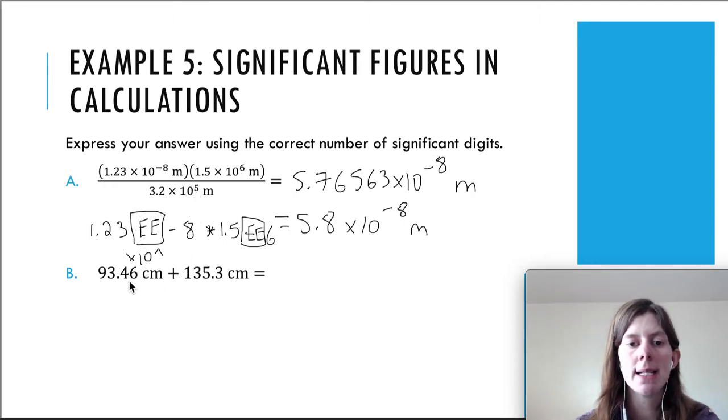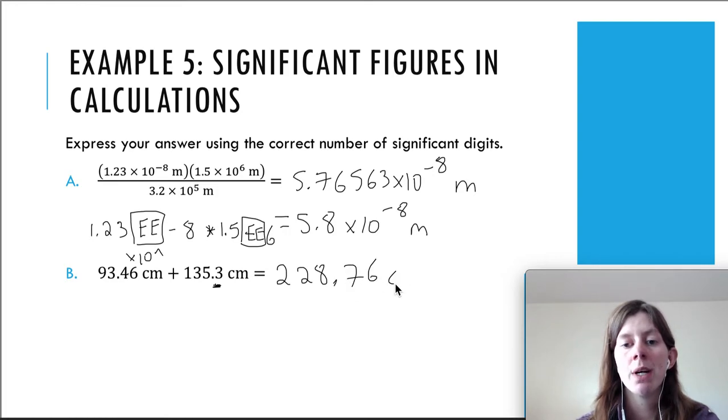The last example here is a simple addition problem. If you're adding 93.46 centimeters and 135.3 centimeters, we're looking at the number of decimal places. Keep one decimal place because that's the least number of decimal places. So although your calculator will give you 228.76, you want to round that to one decimal place, and that's going to round to 228.8 centimeters. So that's the end of this video.